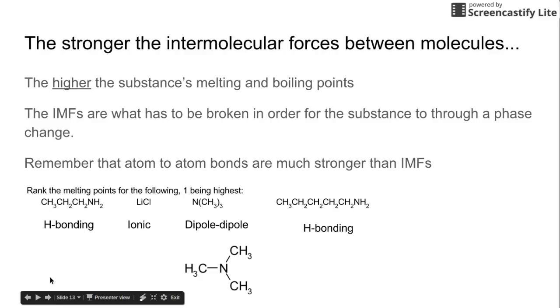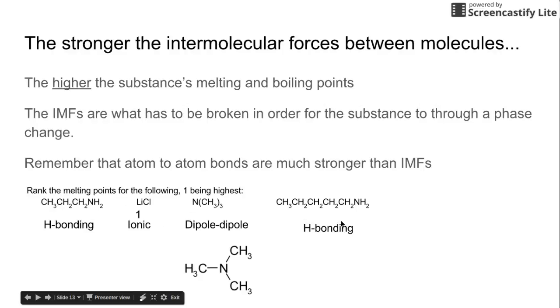Now, we have this information. We can make our decisions on which one has the highest melting point. So ionic is much stronger than any intermolecular force, so it takes more energy to break those ions apart, so it is going to have the highest melting point. So we would put, that would be number 1. Then we have 2. Our next strongest is going to be hydrogen bonding.